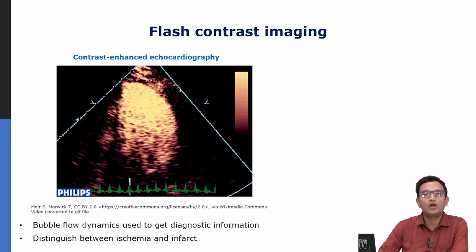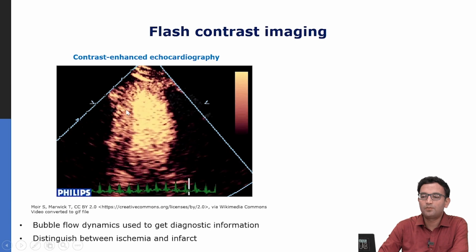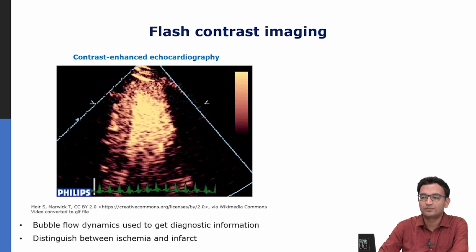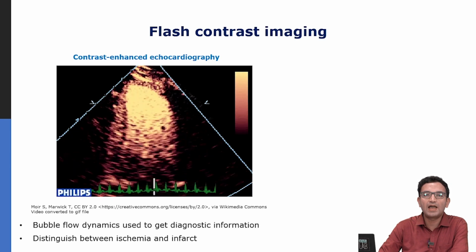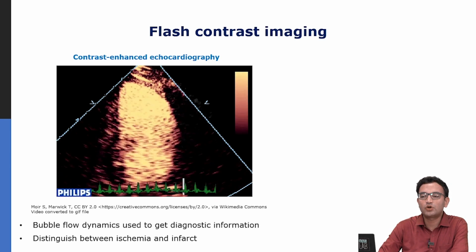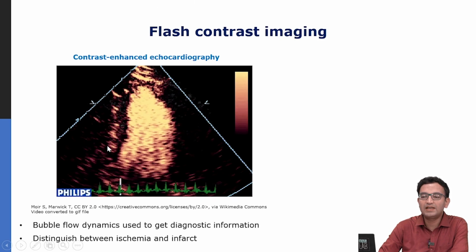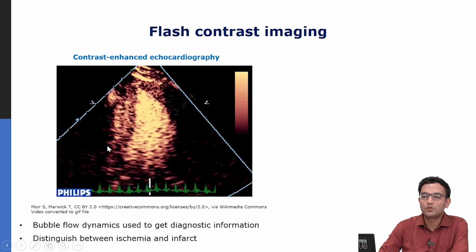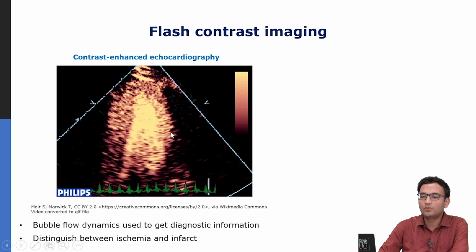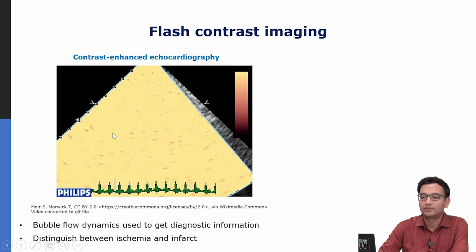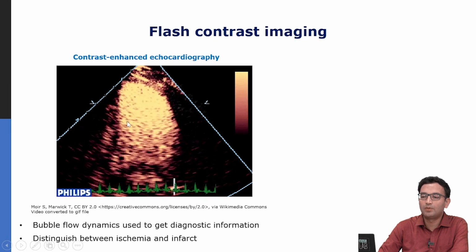Now there's another technique called flash contrast imaging. So let me show you what happens here. If you pay attention here, you will see a flash. There you go. Now this flash is a high amplitude ultrasound pulse which destroys the bubbles. Now the bubbles get destroyed and they start filling again, right? So look at this U-shaped wall here. This wall actually represents the heart wall. And in the center are the chambers which are filled with bubbles.